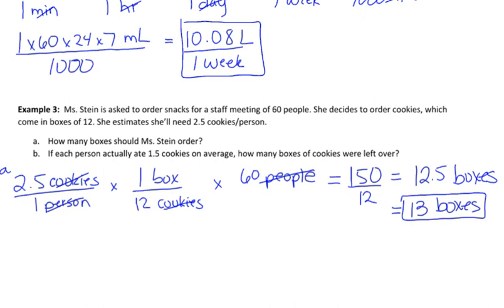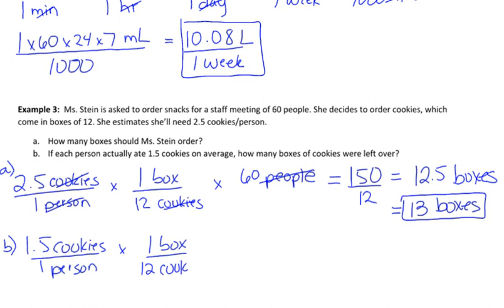Part B, so that was A. B says, how many boxes of cookies will be left over if each person only eats 1.5 cookies instead of 2.5. So 1.5 cookies per person. And we said one box has 12 cookies, just like above. Still 60 people.